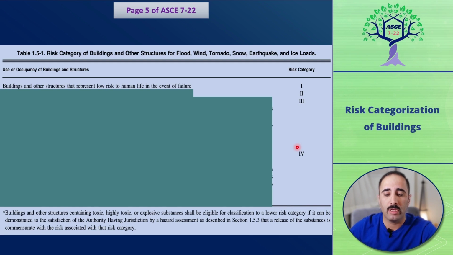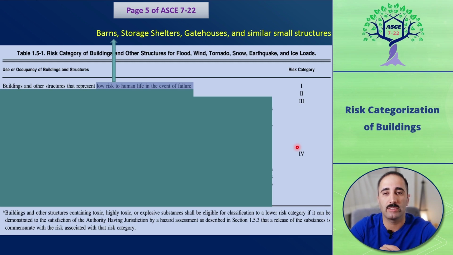Risk category 1 structures generally encompass buildings and structures that normally are unoccupied and that would result in negligible risk to the public should they fail. Structures typically classified in this category have included barns, storage shelters, gatehouses, and similar small structures. Before telling you about the characteristics of risk category 2 and 3, I prefer to talk about the fourth one.